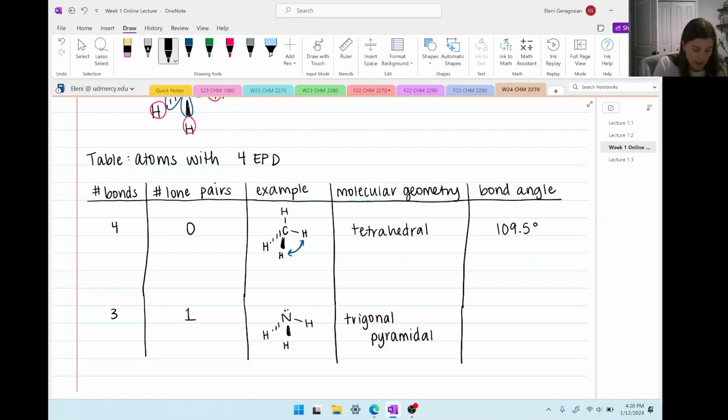The bond angles here are 107.3 degrees, so slightly smaller than tetrahedral molecular geometry. That's because this lone pair up here takes up more space than if those electrons were part of a bond, and it repels the electrons in the bonds around it. So that causes the hydrogens to get a little bit closer together, so we have a smaller bond angle.